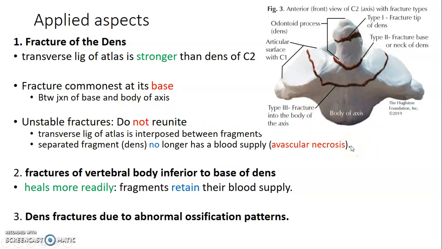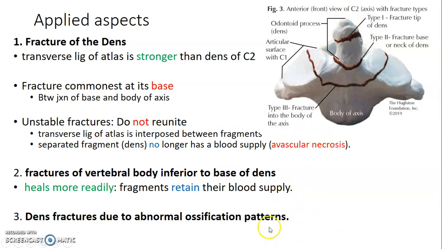Remember, the transverse ligament of atlas can transpose in between the fractured segments. So if you fracture here, the transverse ligament can come and separate the dens. Therefore, the dens no longer gets blood supply, and you end up getting avascular necrosis of the dens.